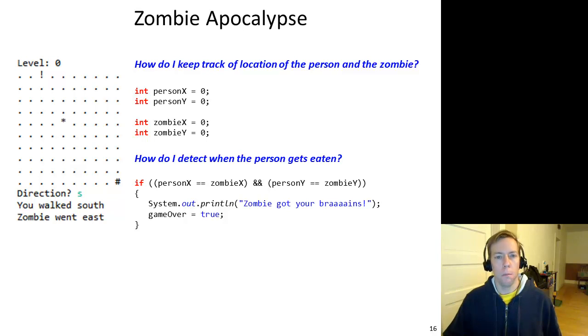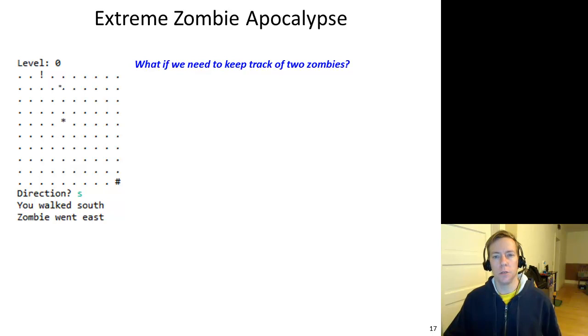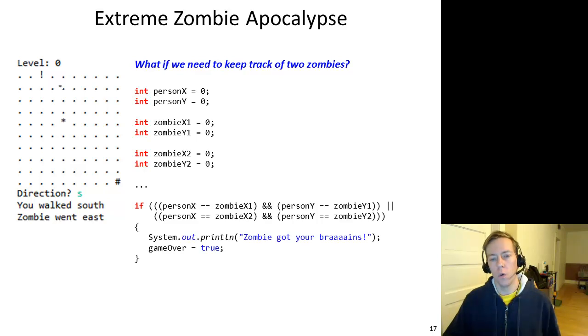Simple enough. But let's say I want to make a more complicated, more exciting game called Extreme Zombie Apocalypse. This game is harder because there are two zombies chasing me simultaneously. Well, it's a straightforward extension, right? I can have two additional integer variables tracking the X and the Y location of the second zombie. Now my collision got a little more complicated. I've got to see, is my X equal to the first zombie's X and is my Y equal to that first zombie's Y? If both happen, then I've hit the first zombie. Or the other thing that could happen is my X could be the second zombie's X, and my Y could be the second zombie's Y, in which case I'm also dead. If either of these things is true, if this top one is true or this second one is true, then I've hit one zombie or the other.